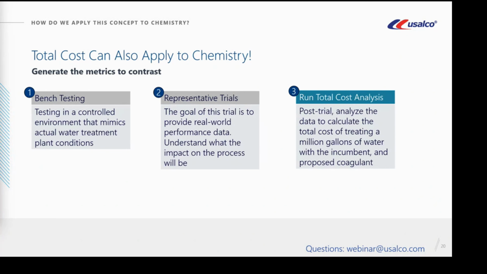And then 3, run a total cost analysis post-trial. Analyze the data to calculate the total cost of treating 1 million gallons of water with both the incumbent and proposed coagulant.